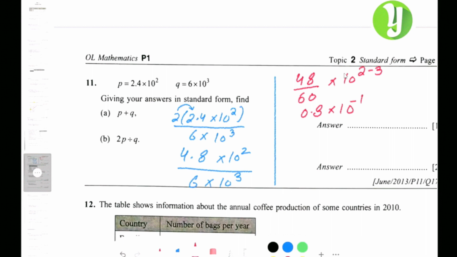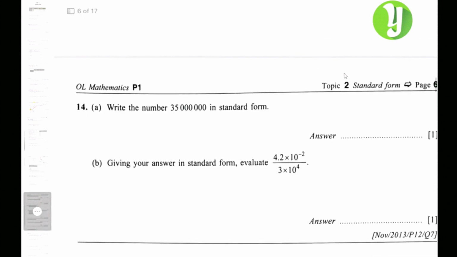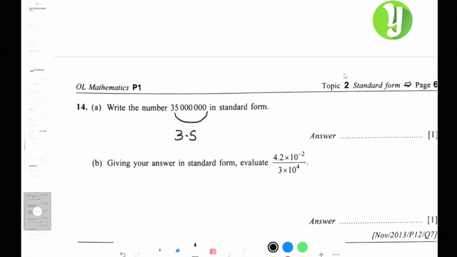Now 0.8 is a number less than 1. So we can convert the decimal after this. So it's 8.0, and since we moved to this side, one value will be added in the negative. So minus 1 and the minus 1 more. So it's 8.0 times 10 raised to the power of minus 2. Now 35 and 000, and we have to convert it into the standard form. So the decimal is here, we have to convert after 3. So it's 3.5 times 10 power of the positive 7.